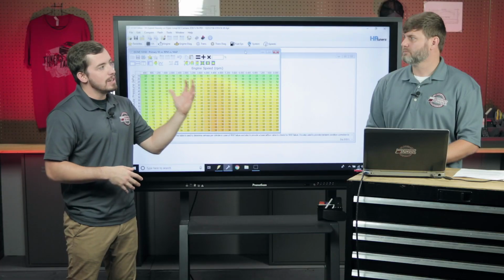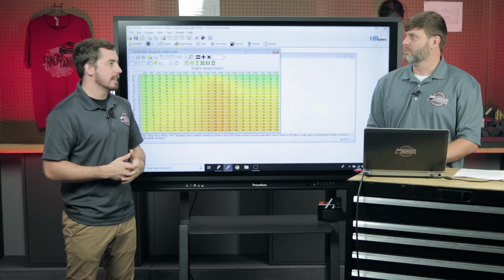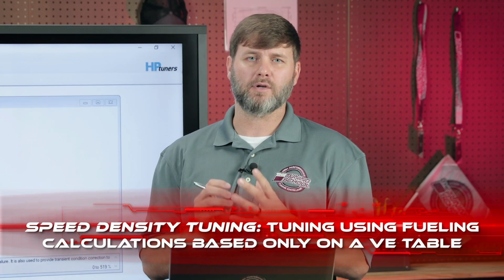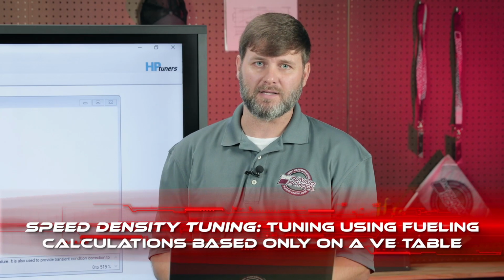So the first thing we're gonna talk about is speed density tuning, and we're gonna define what it is and how it works so you have a better understanding. So Steve, what is speed density tuning exactly? So speed density is when a vehicle's only fueling calculations comes from the VE tables.